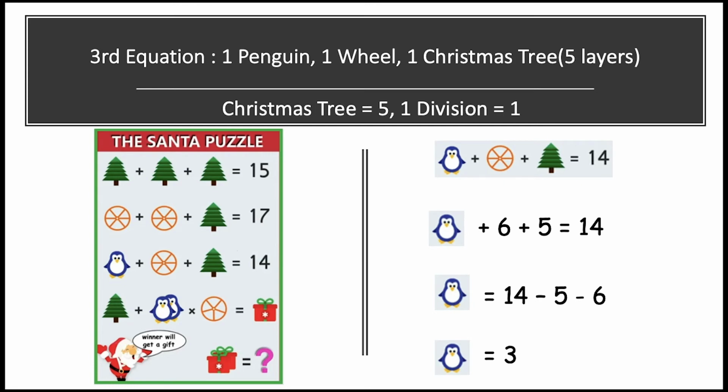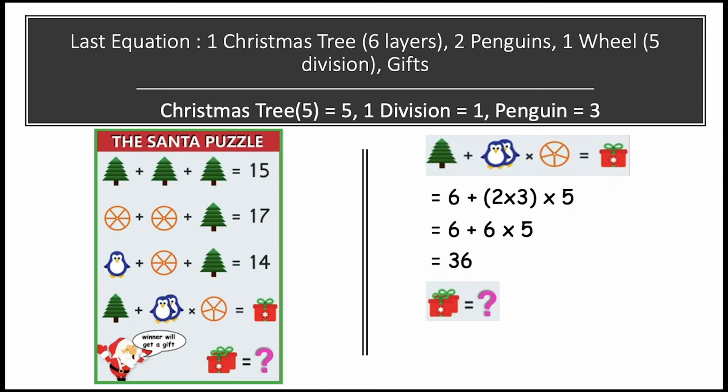Now putting all these values in our fourth equation. In the fourth equation, we have 1 Christmas tree which has 1, 2, 3, 4, 5, 6 layers, plus 2 penguins into 1 wheel which has 5 divisions, which is equal to gift. So putting the value of the items present in the picture. The first picture has a Christmas tree which has 6 layers. So if 1 layer is equal to 1, 6 layers will be equal to 6.